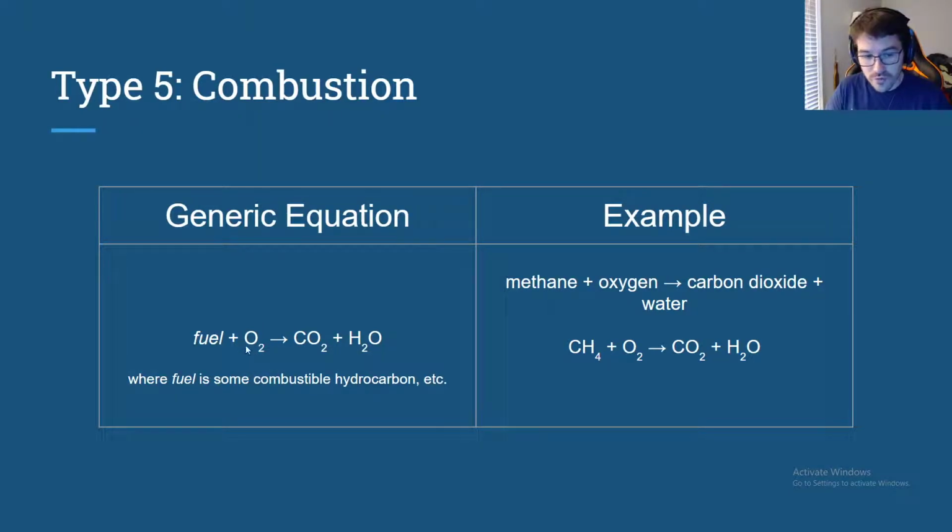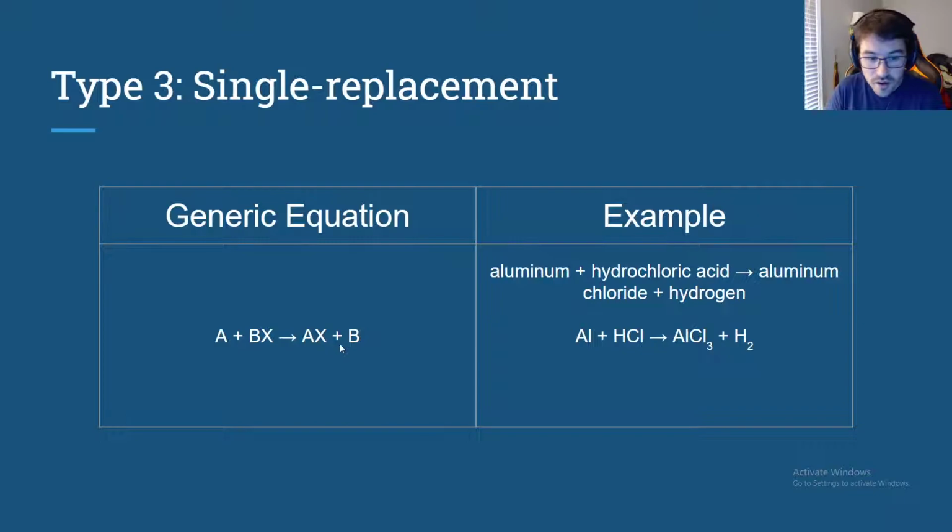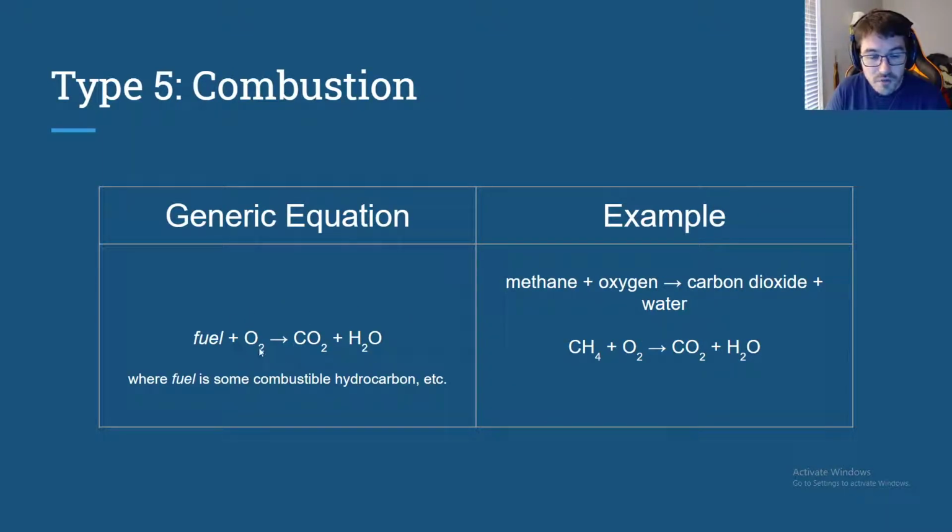You'll notice that these are not placeholders, right? In all these other generic equations, I have things like A, B, X, and Y. In combustion reactions, I don't have placeholders because it's not a placeholder. You have to have oxygen, CO2, and H2O in order for this to be a combustion reaction. You have to consume oxygen and you have to produce carbon dioxide and water in order for it to be a combustion reaction. The fuel is the only thing that's going to change. You can have lots of different potential fuels. You could have methane or ethane or propane or butane or lots of other different things. That could be your fuel.